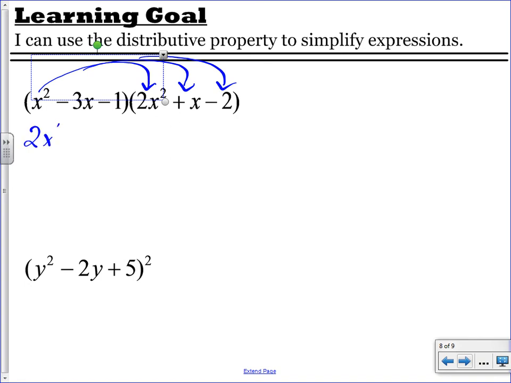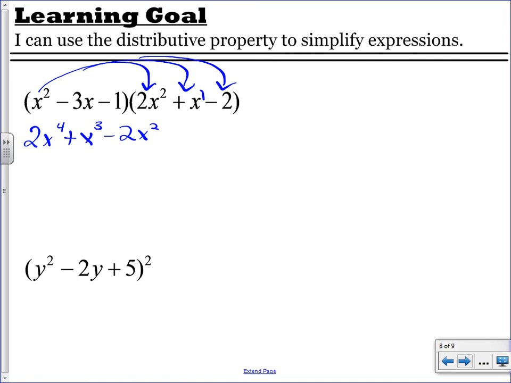Yep. Can you keep going for me, Ben? So I did x squared times 2x squared. X squared times x. Alright, so that's still x squared, right? Oh, x cubed. Yep. And then minus 2x squared. Okay.